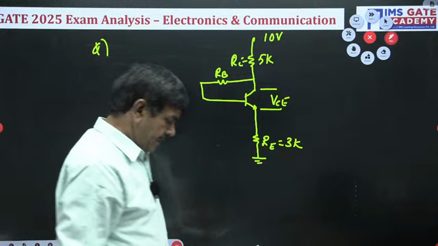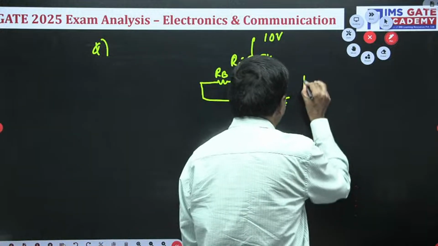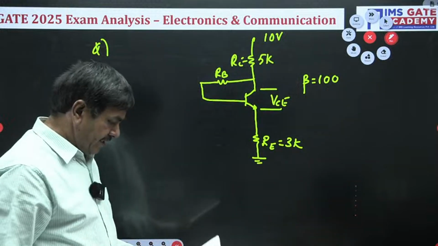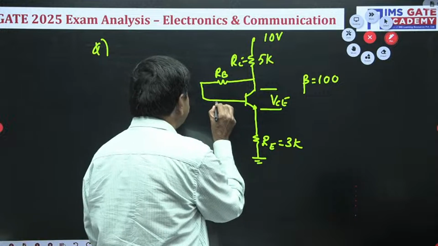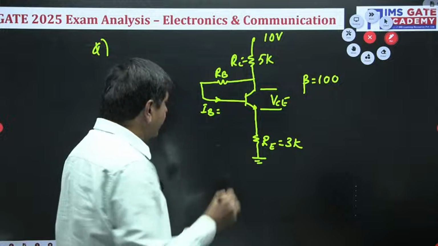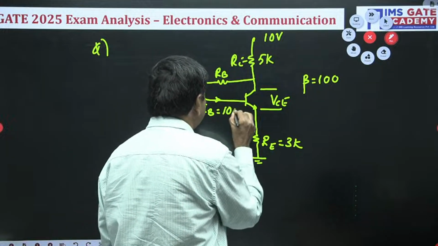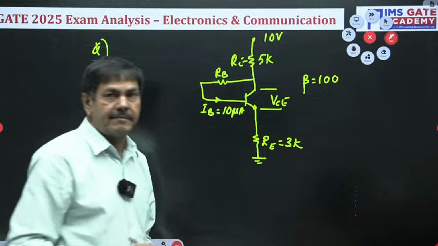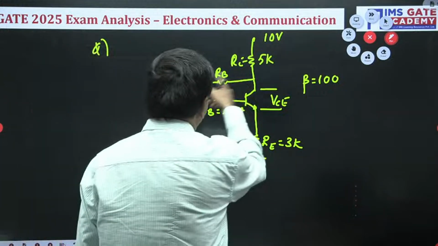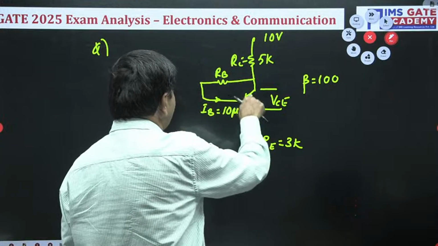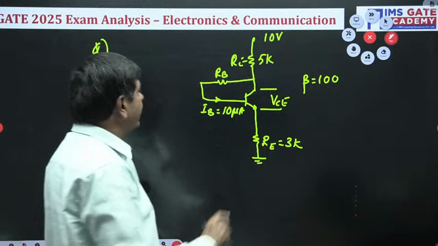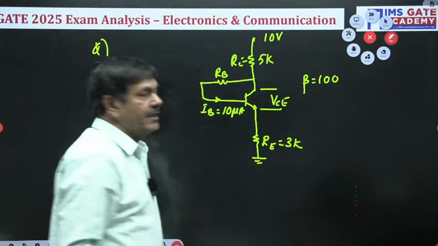In the problem, it is given clearly that beta equals 100. Also the base current IB is given as 10 microamperes. But everybody knows very well, it is collector to base biasing, with collector to base and emitter feedback given here. Anyhow, the required value is VCE, the collector to emitter voltage.